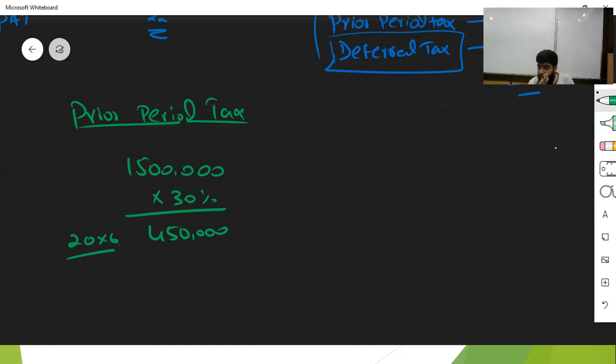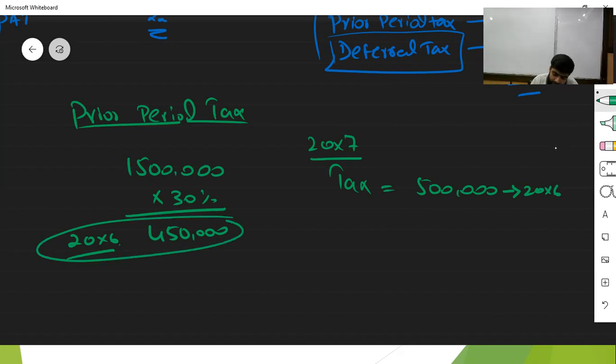For example, in the year 20x7, the tax department reviewed your assessment and identified that the tax you calculated was 4,50,000, but instead the tax should have been 500,000. It's not a tax for 20x7. It is the tax of 20x6. That means the tax should have been 500,000 for 20x6.